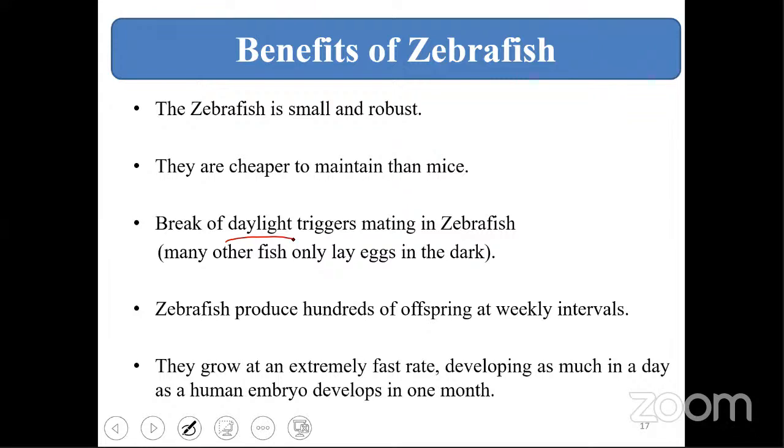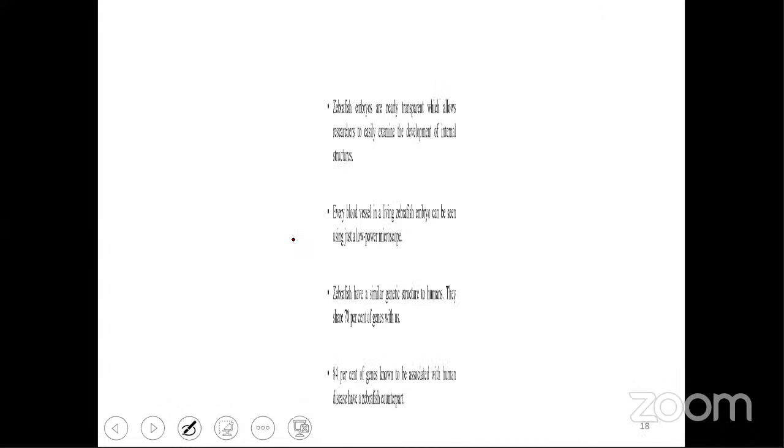Zebrafish produce hundreds of offspring at weekly intervals. That's a major benefit also. They grow at an extremely fast rate, developing as much in a day as a human embryo develops in a month. So these are the things we are considering as benefits.